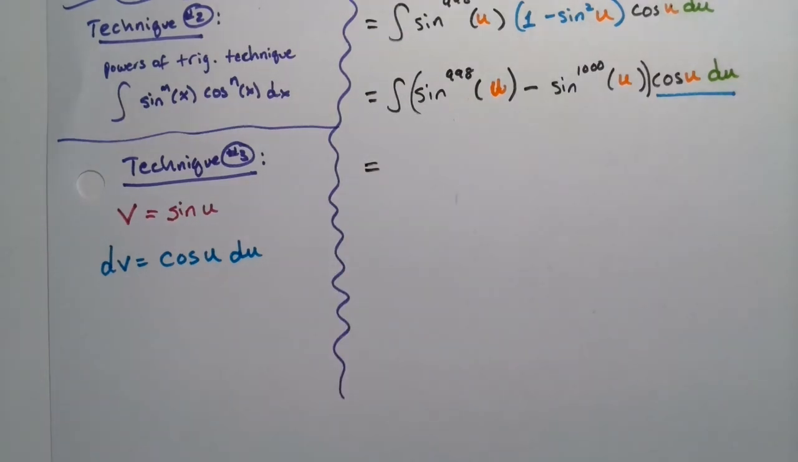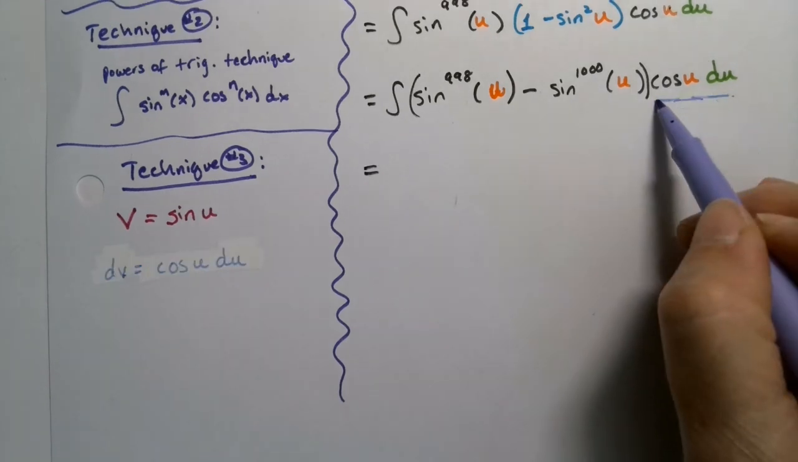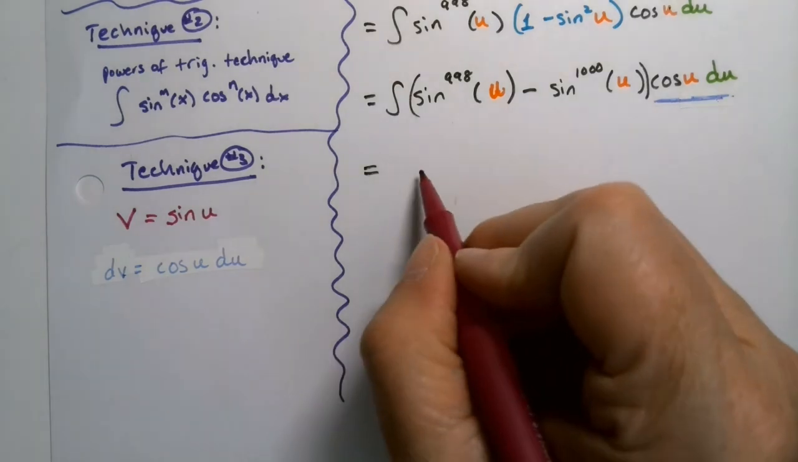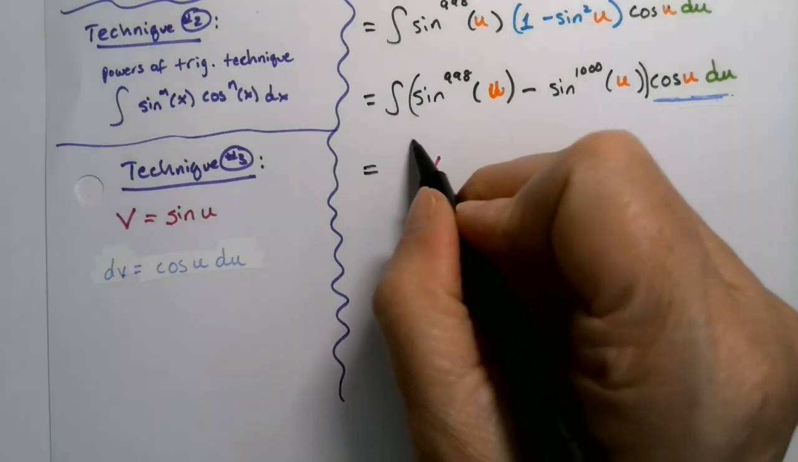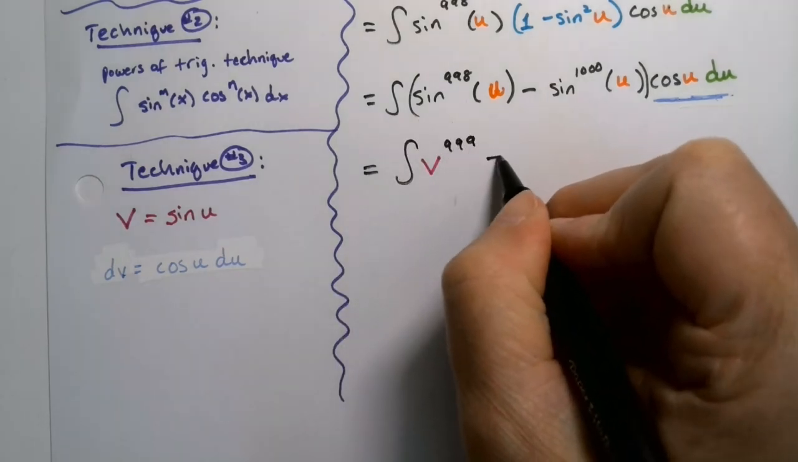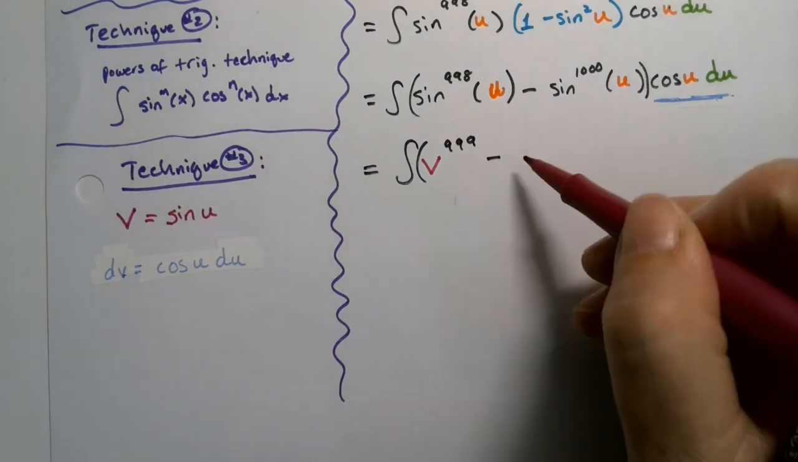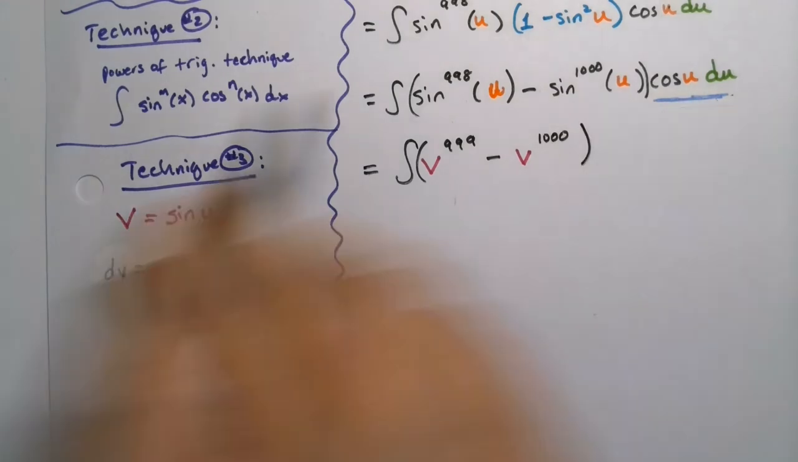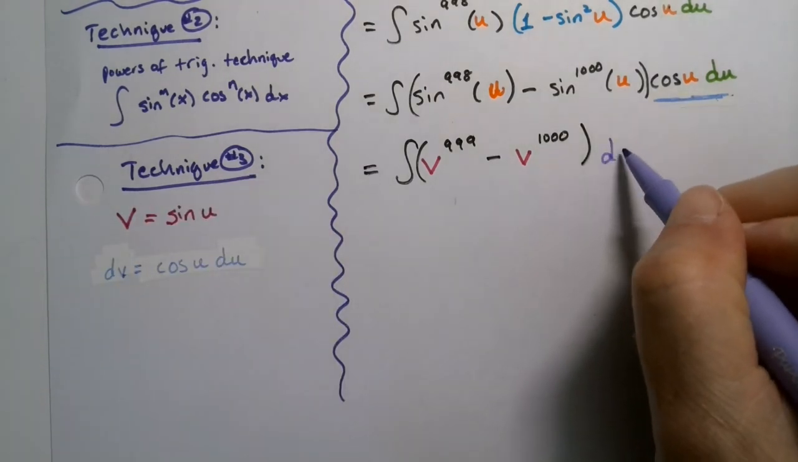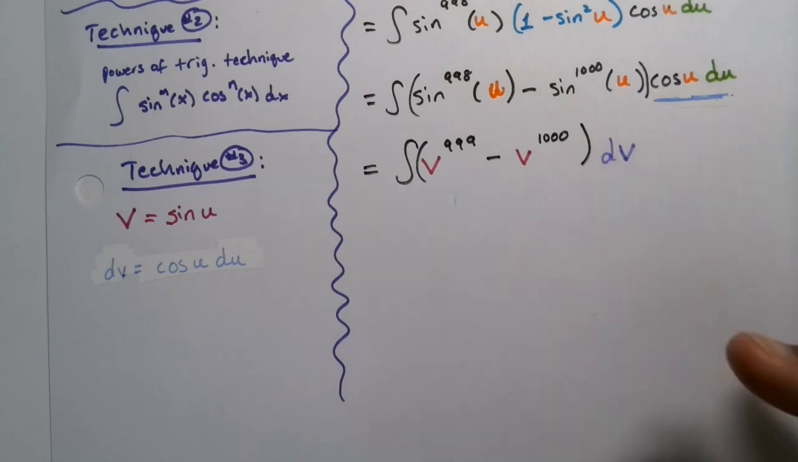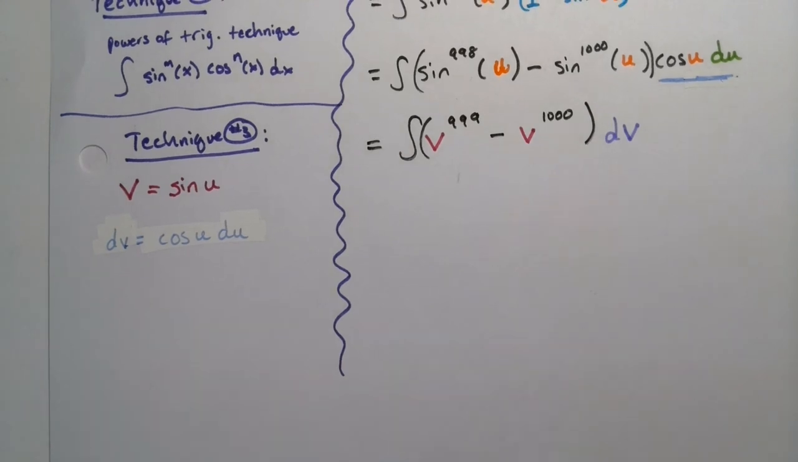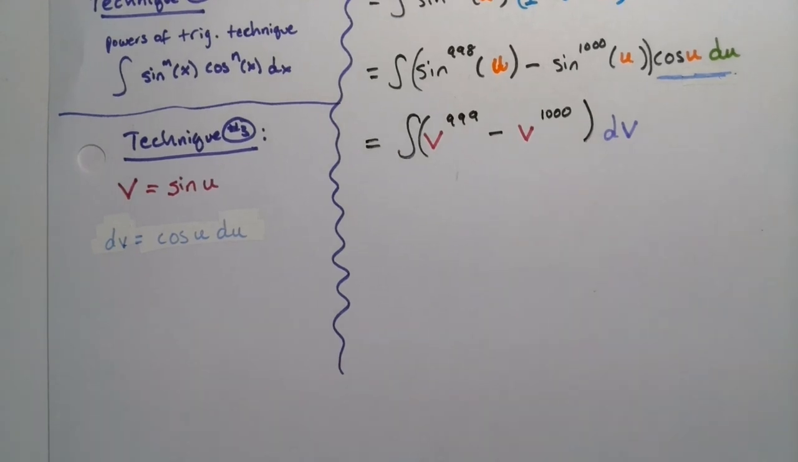I'm going to change that color to light purple because I don't want it to get confused with the Pythagorean identity work I did above. There we go. Now I can rewrite this. This is v to the 998, so I'm taking the integral of v to the 998 minus v to the 1000. Make sure your v's look different than your u's. And then that cosine of u du becomes dv. Again, it doesn't have to be v. It could be any letter you like other than u and x, because they already mean something in this problem.